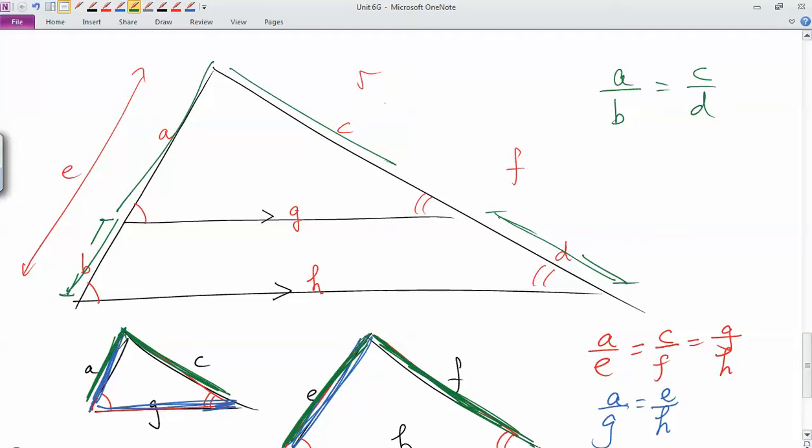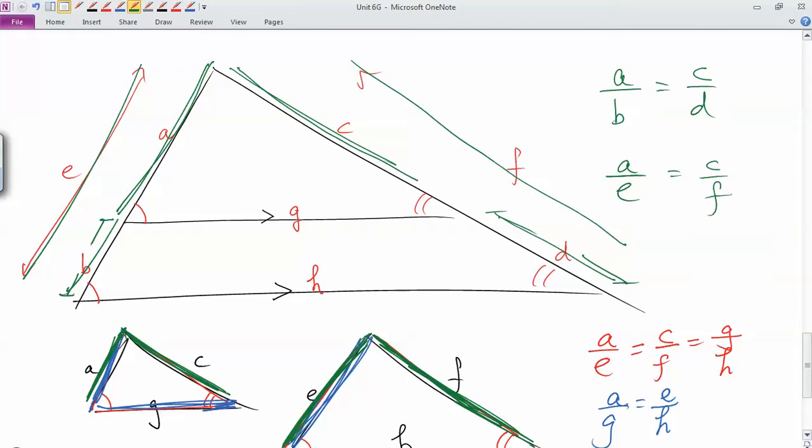So there are a whole bunch of things that you can sort of get. If I said, what about A over E? Right? That's the top part of the left over the whole left side. Well, that's going to go with the top part of the right over the whole right side. Right? So that's going to be C over F. So you can take lots of guesses on these things.